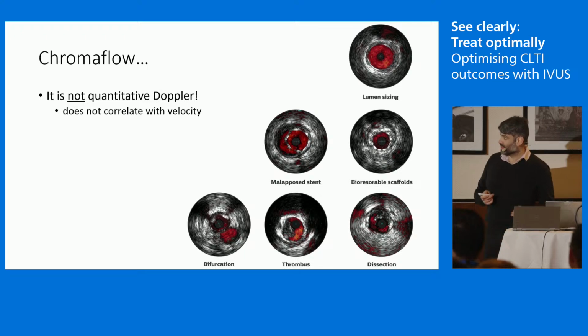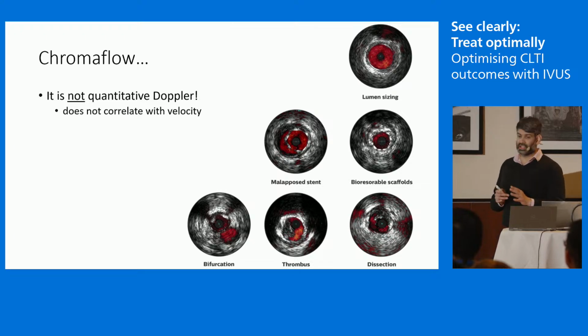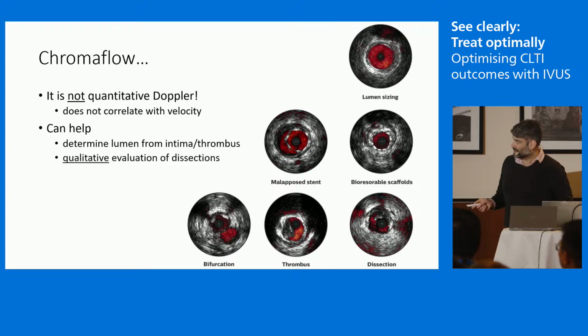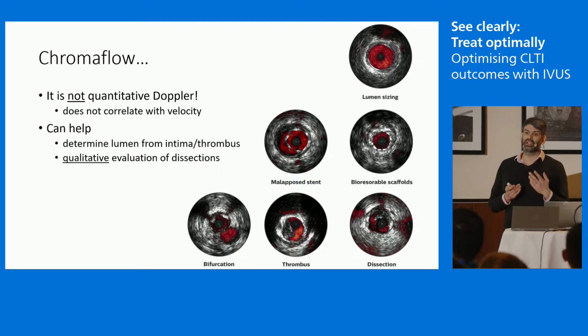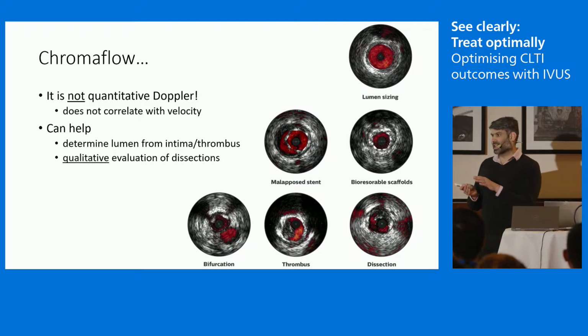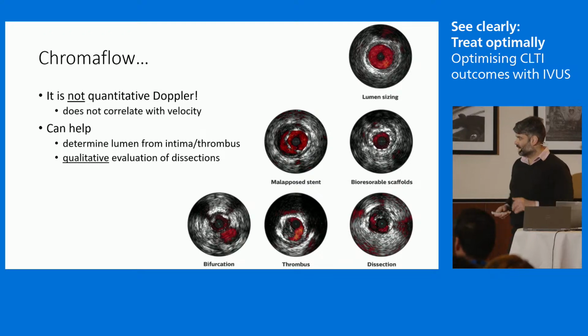Quick look at ChromaFlow. ChromaFlow is the name of this Doppler feature on the Philips IVUS machines. It's not a quantitative Doppler. It doesn't correlate with velocity. It has 3 sensitivity levels that you can select, but it's important to remember it's not a measurement. It can help you differentiate intima and thrombus from lumen and give you a sort of qualitative evaluation of dissections. Is the flow going underneath a dissection flap all the way around or not?